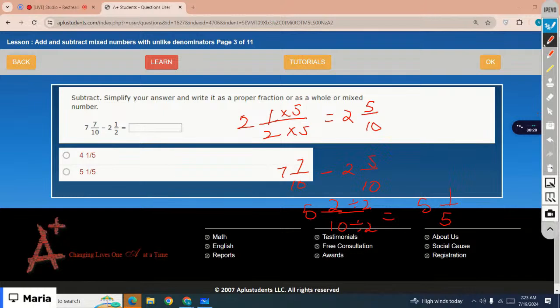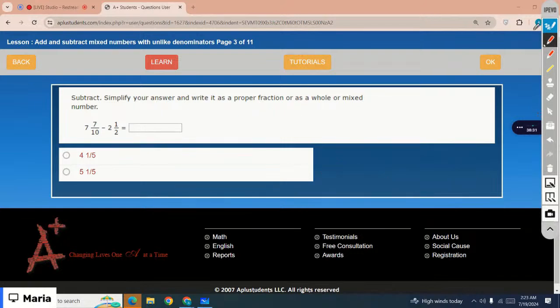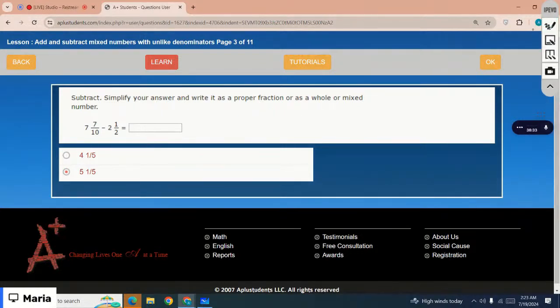The correct option is 5 whole 1 over 5. Option number 2 is the correct option.